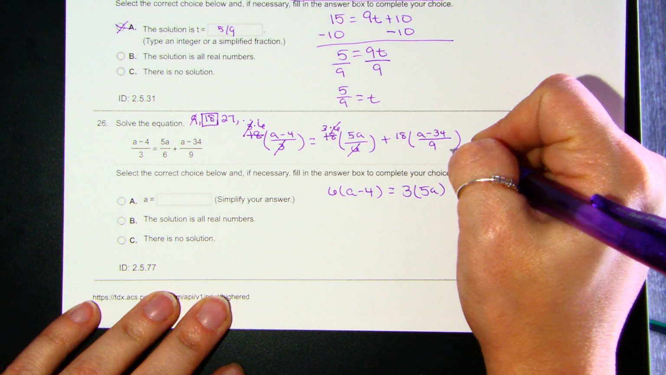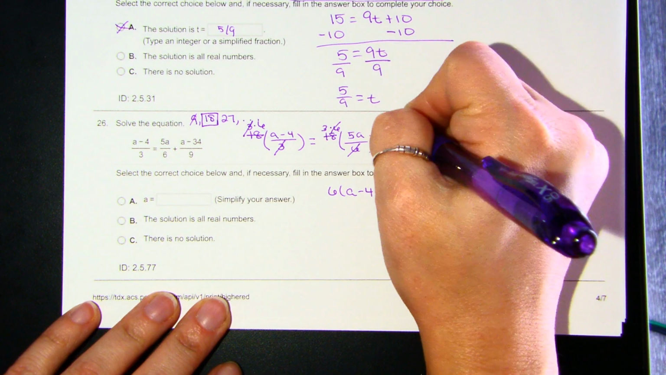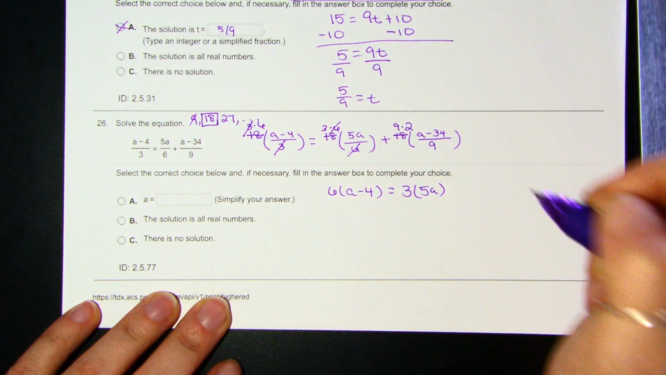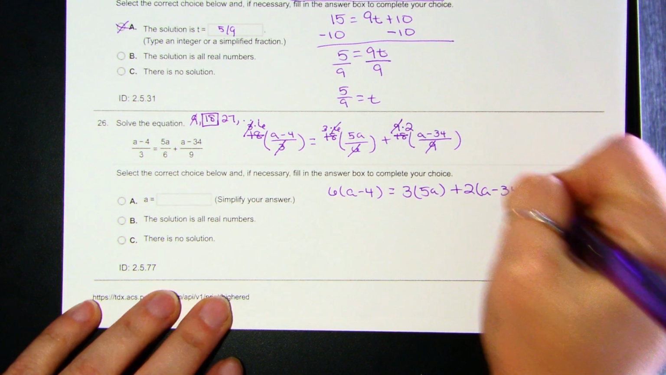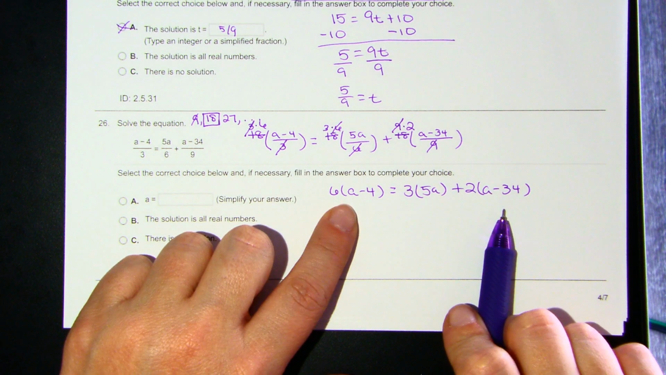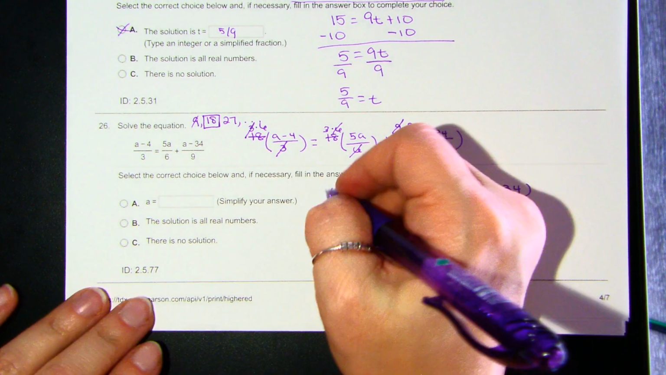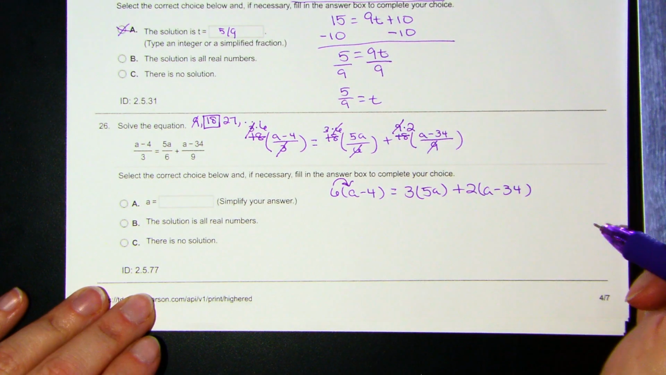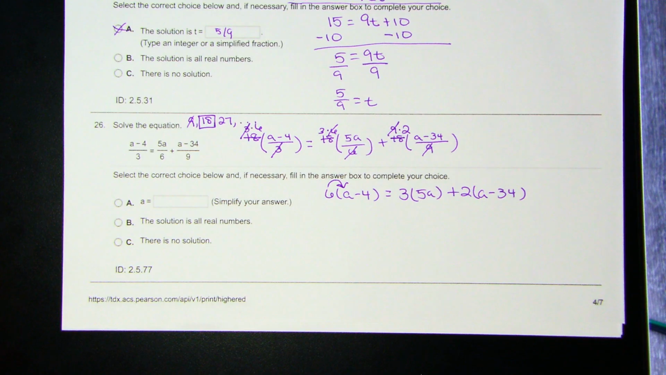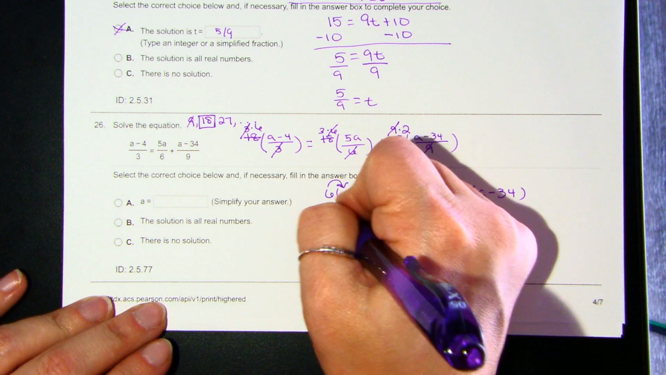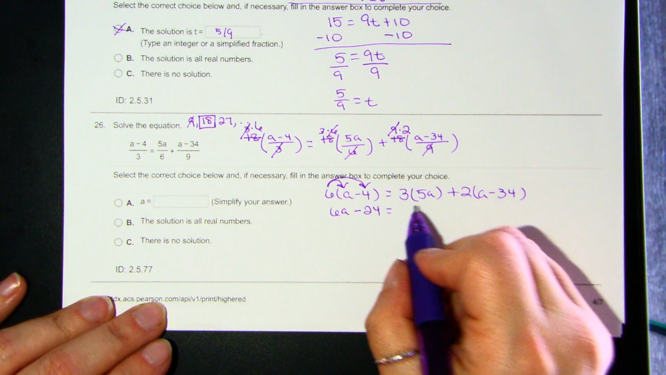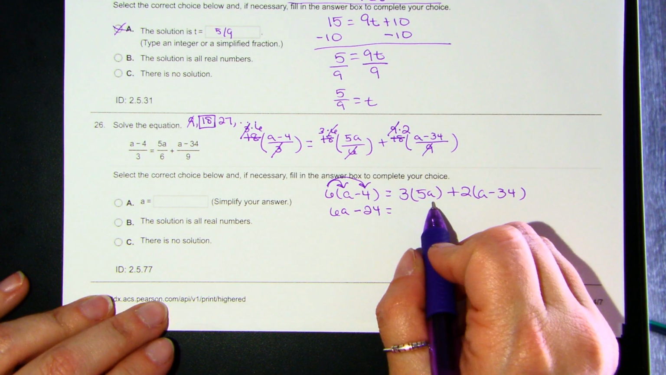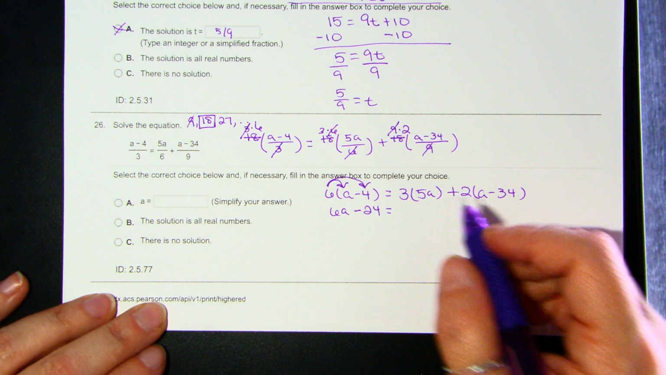Now, I do have these sets of parentheses, so I need to do distribution to get rid of them. I'm going to do the distribution both on the same row, because since they're on opposite sides of the equation and they're separate from each other, we can do that. We have 6 times a giving me 6a. We have 6 times negative 4 giving me a negative 24. Here, I can also choose to do this multiplication because it's a completely separate term. So I have 3 times 5a giving me 15a. And then I'm going to distribute the 2 to my a, so I get 2a. Distribute the 2 to my 34, giving me a negative 68, if I can math.